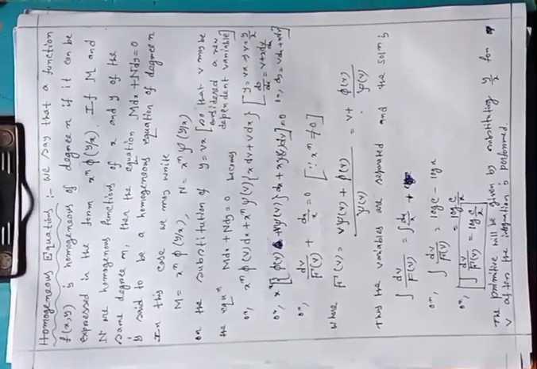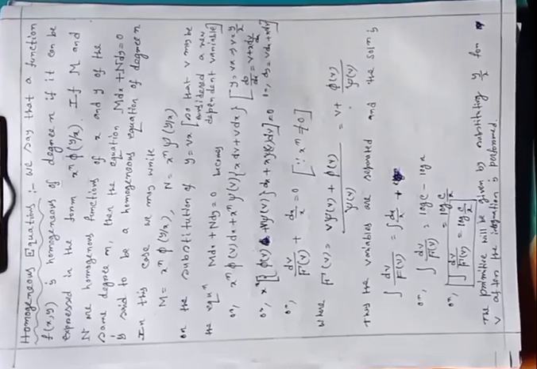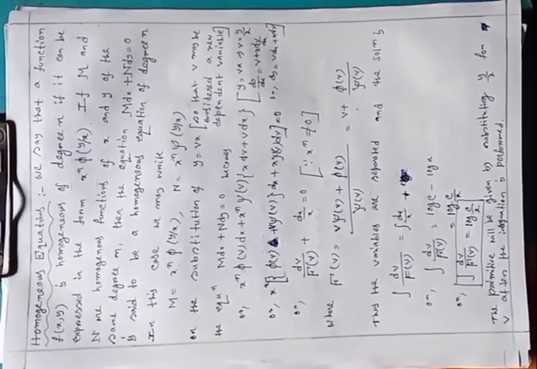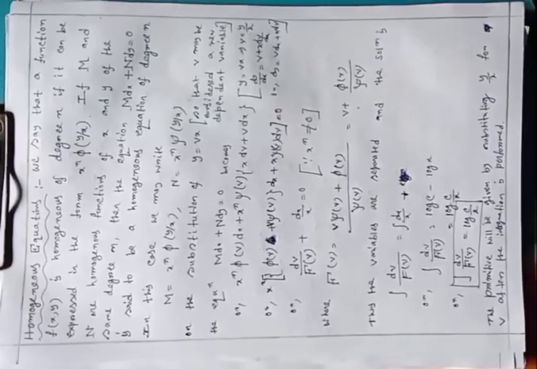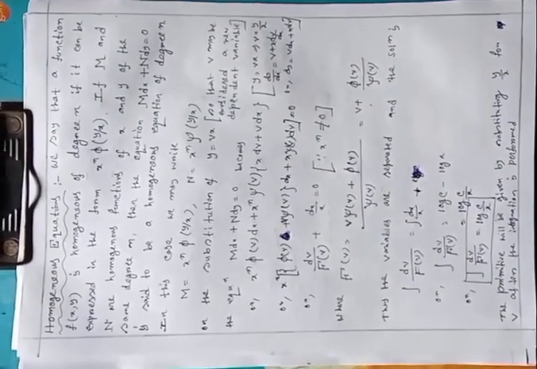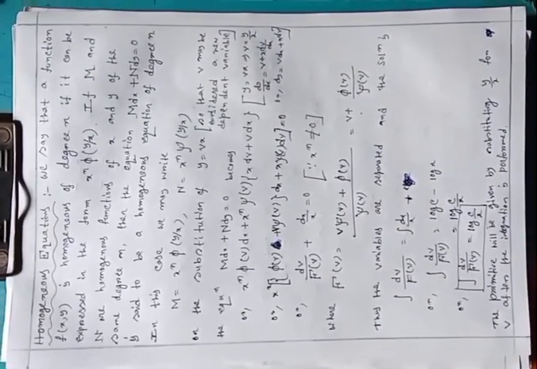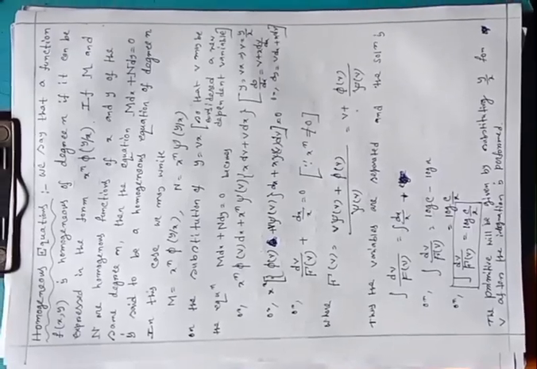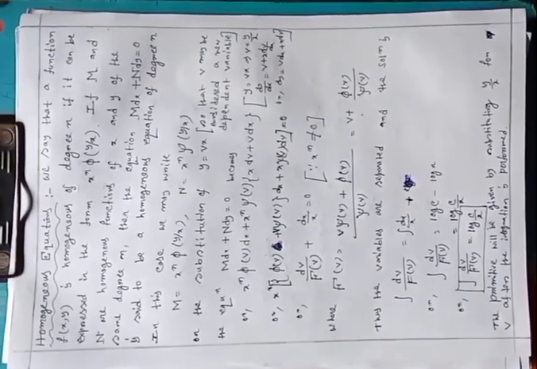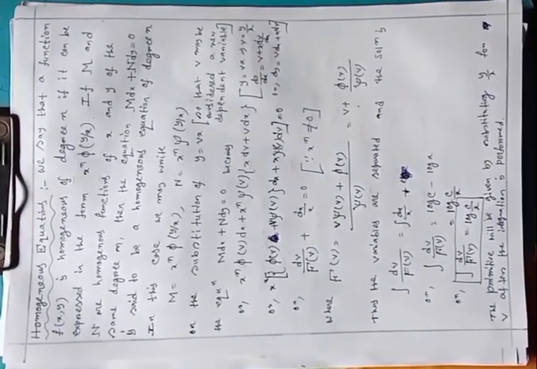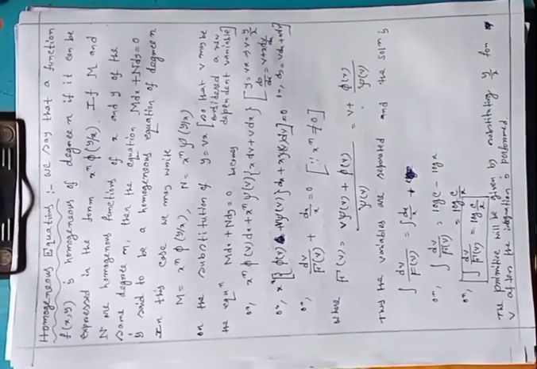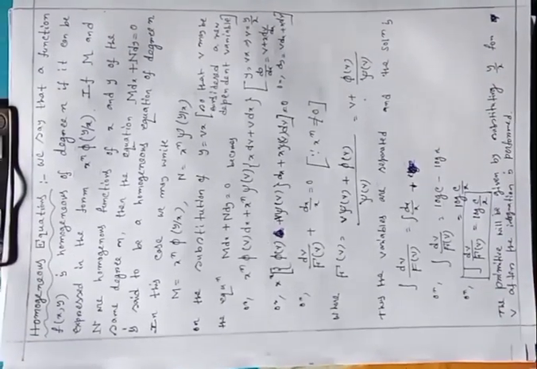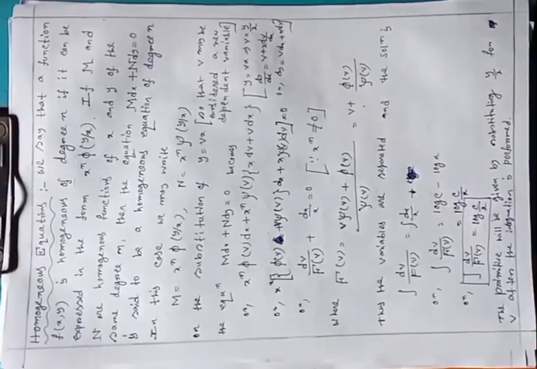So, here we get two concepts. One is homogeneous function. A homogeneous function is nothing but when f of x comma y can be expressed in the form x to the power n phi of y by x. And homogeneous equations means differential equations where M and N are both homogeneous functions of x and y of the same degree. Now, in this case, we have a procedure for solving the equation.